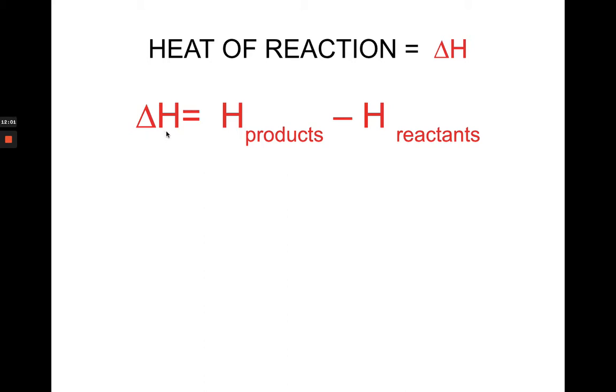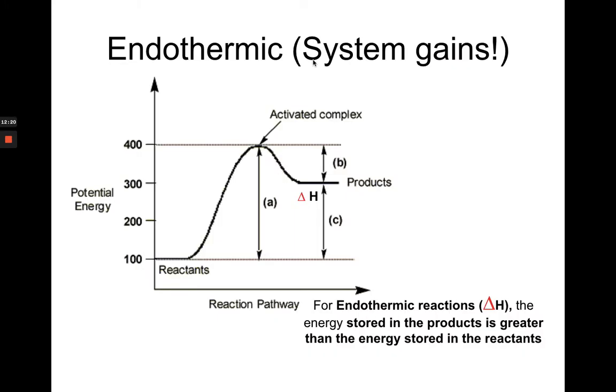So the change in the enthalpy, which is known as the heat of the reaction, whether the reaction is going to get warmer or colder, for example, is the enthalpy stored in the products minus the enthalpy stored in the reactants. That's called the change in enthalpy, or the heat of reaction. So put a big star in your notes about this. Pause this, think about this.